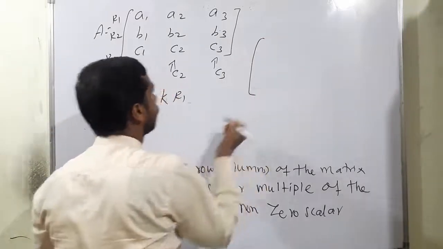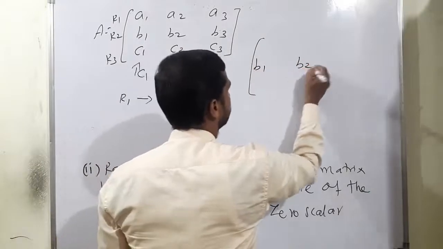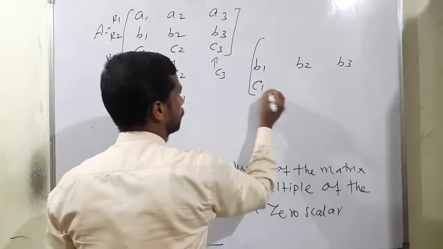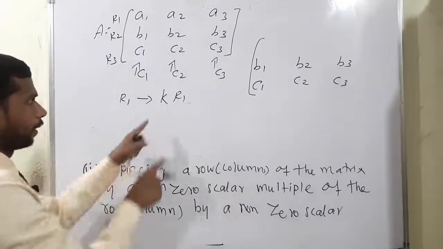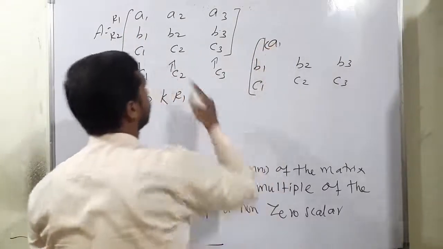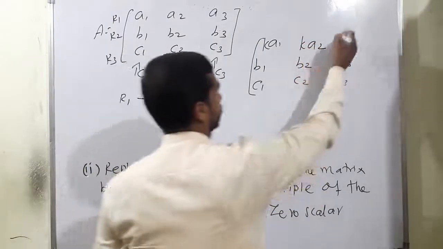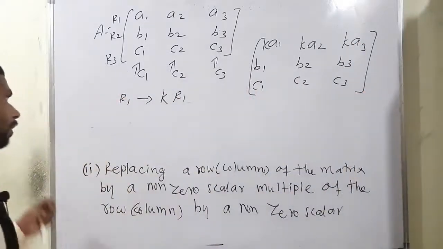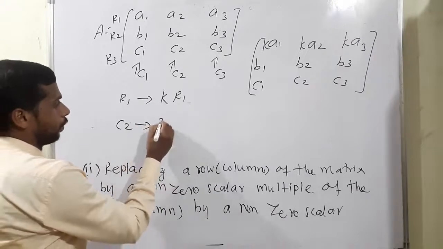Therefore, R2 is B1, B2, B3 as it is, and C1, C2, C3 also as they are. But R1 is each time multiplied by the scalar k. Therefore, k into A1, k into A2, then k into A3. This is row wise.